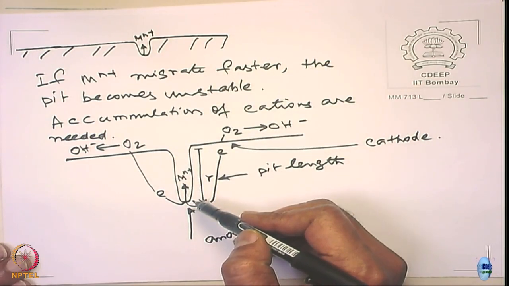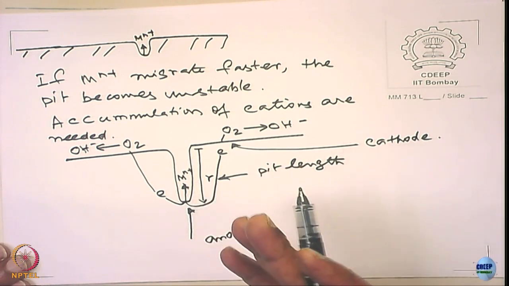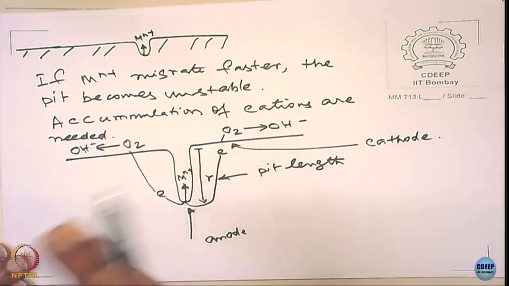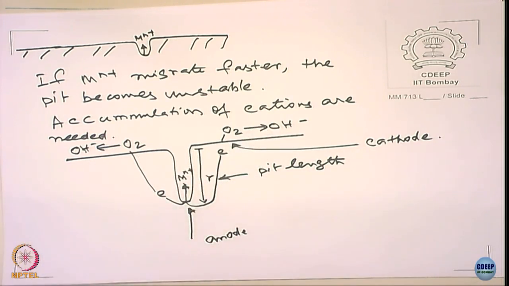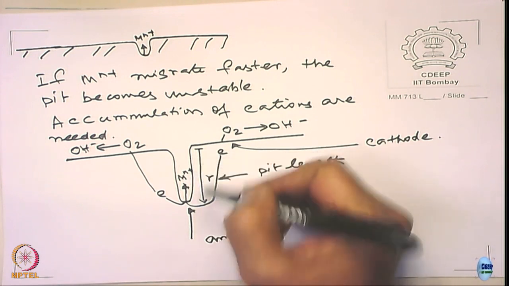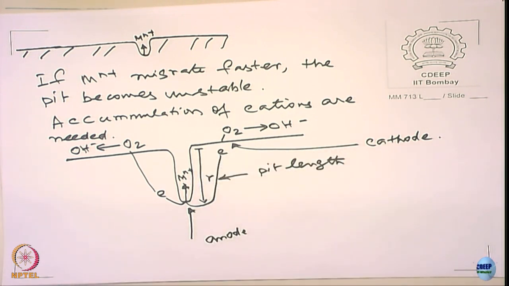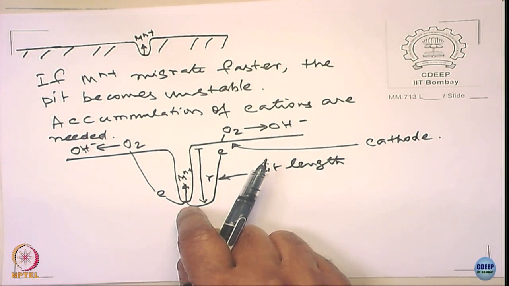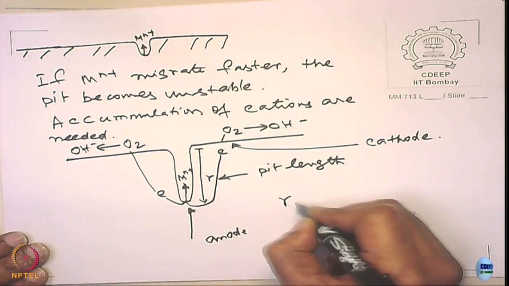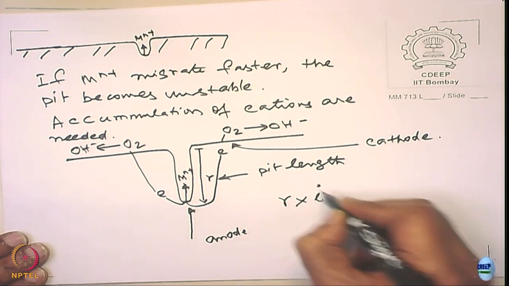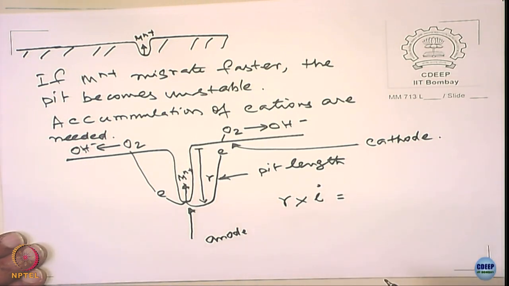So, now you tell me, what are the governing factors that will make the pit stable? Of course, gravity is one thing. Okay, assume that gravity is there, it is going to be everywhere. What are other factors in terms of pit dimension? Another one, depth of the pit. The length of the pit and the rate of dissolution, right? So, the product of the pit length and the dissolution current is a parameter used to describe the pit stability.